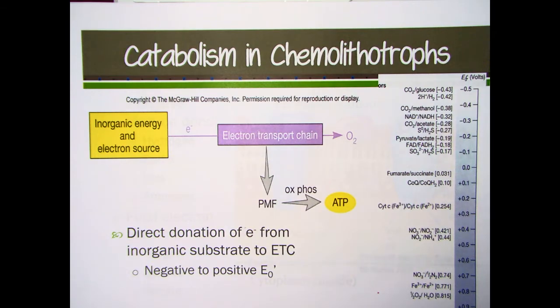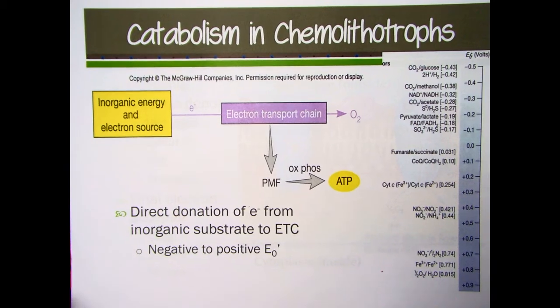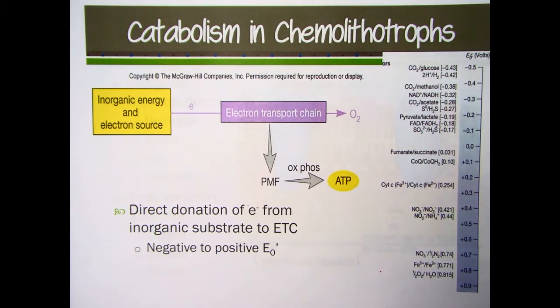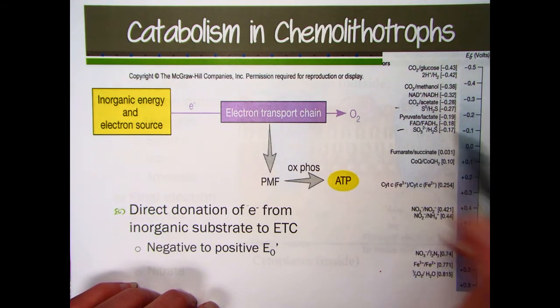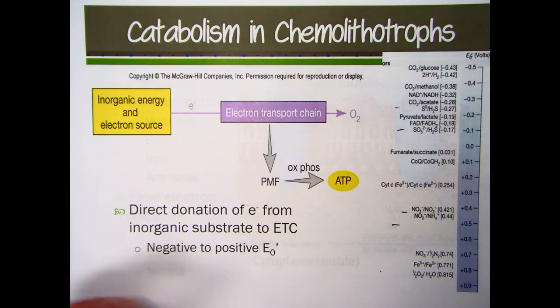This is a diagram from your text, which basically summarizes what I just said. In chemolithotrophs, we only have electron transport. The electrons are going directly from an inorganic compound like sulfur or sulfate or nitrate or nitrite or iron or something, to a final electron acceptor by means of an electron transport chain.